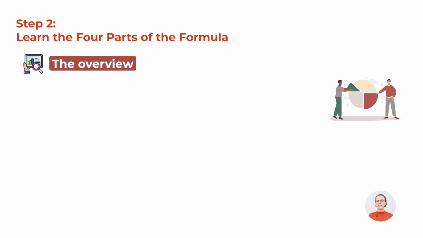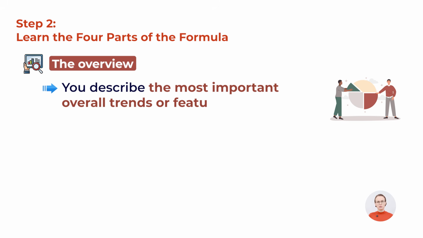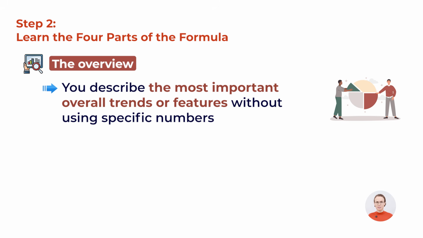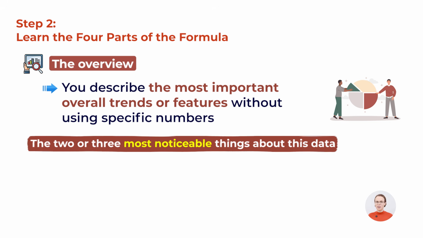The overview is one of the most important parts of the answer, and it is something many candidates either skip or write incorrectly. The overview is where you describe the most important overall trends or features without using specific numbers. Think of it as a summary of the big picture. What are the 2 or 3 most noticeable things about this data? Those are the things that go in your overview.